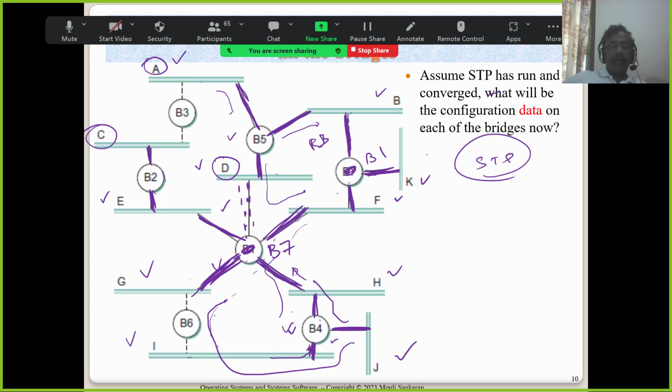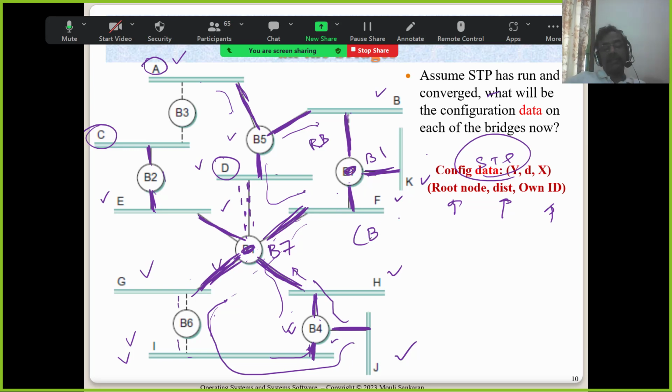Now you know that every LAN is connected, G is also connected, everybody is connected, and they will remain as dotted. That's all you have to do. I am not even expecting you to remember it. Now what are the messages you have to write? The messages are root node, distance, sorry, not destination, and own ID. I have already written each of them earlier. This is after the stabilization happened.